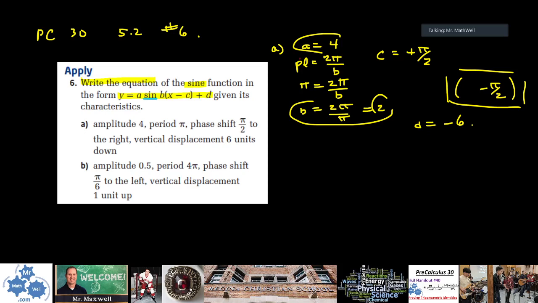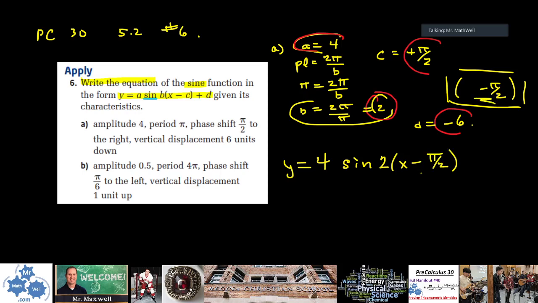So if we put all these together, A, B, C, and D, then we can come up with our equation. And it's as simple as that. So y equals, I put the A in there now, 4 sine of B, which we calculated to be 2. And make sure you have your brackets in there. X minus, so C is pi over 2. See, it shows up as a minus, just like we had stated before. And then minus 6 goes outside of this sine function.